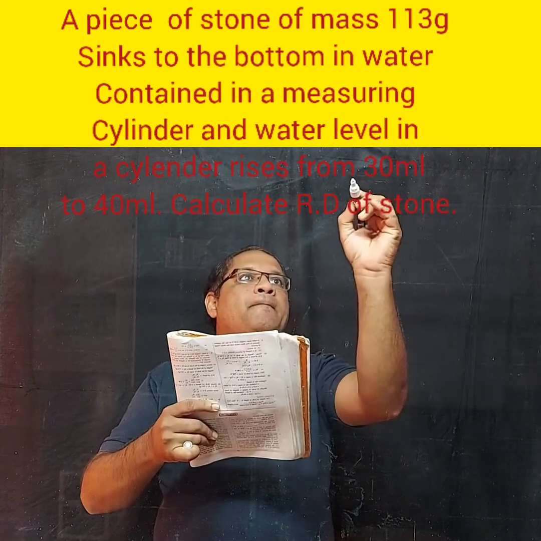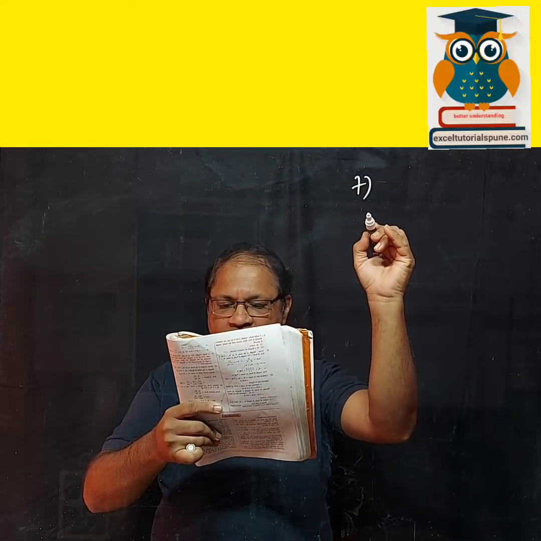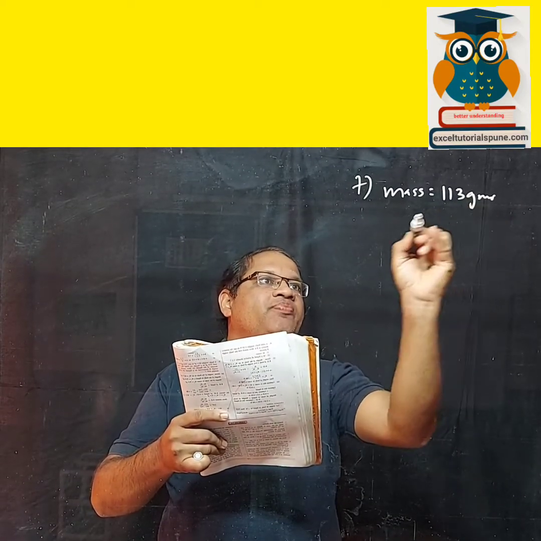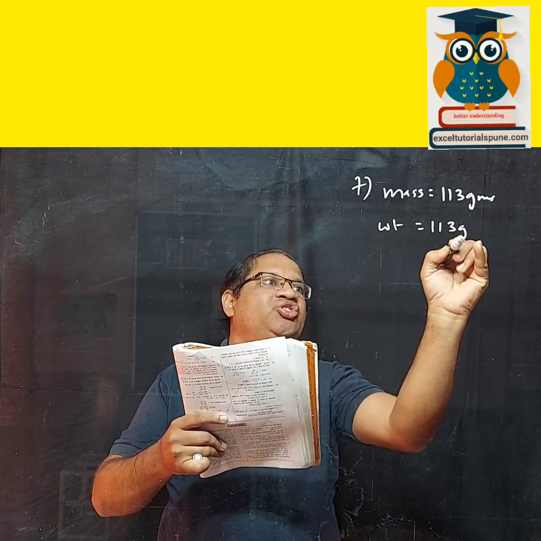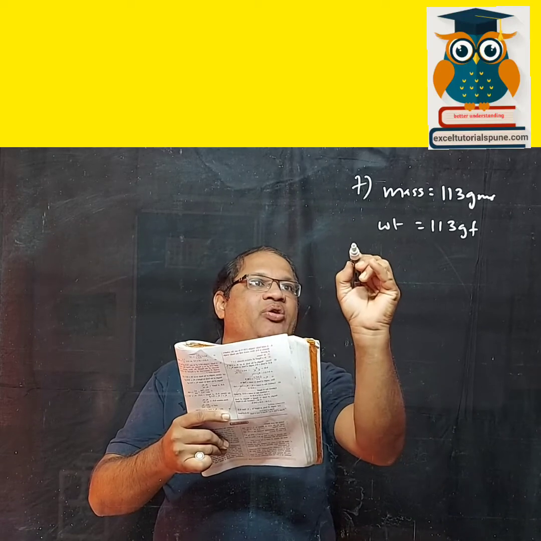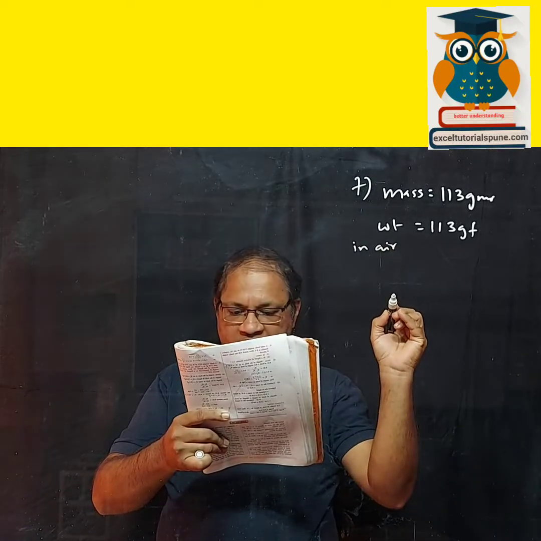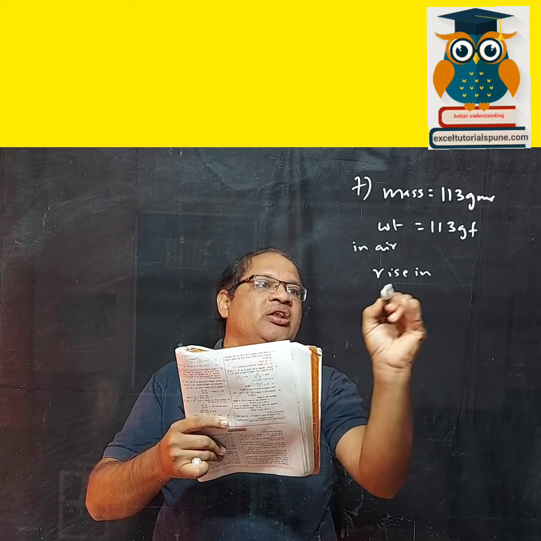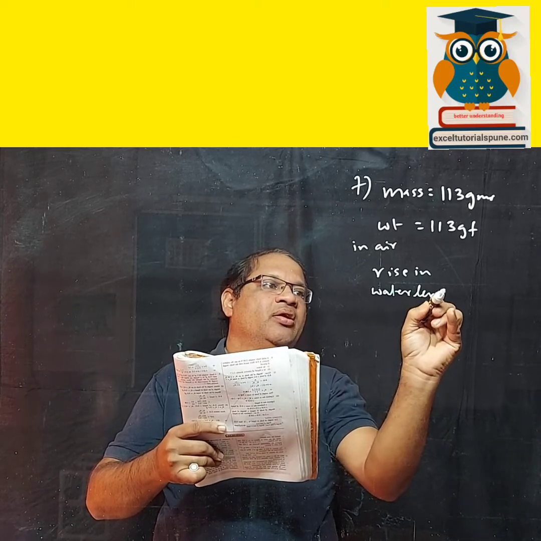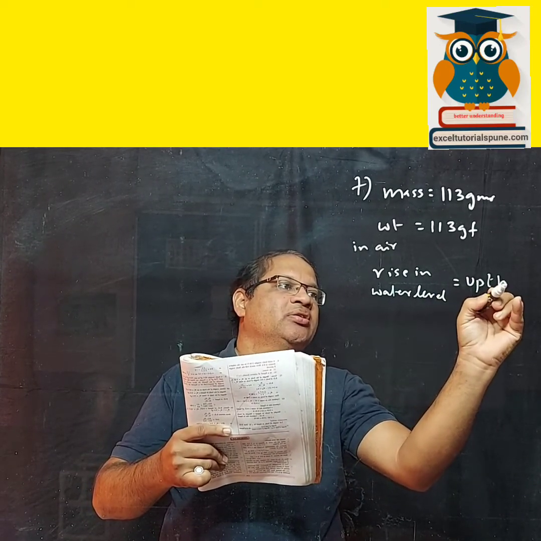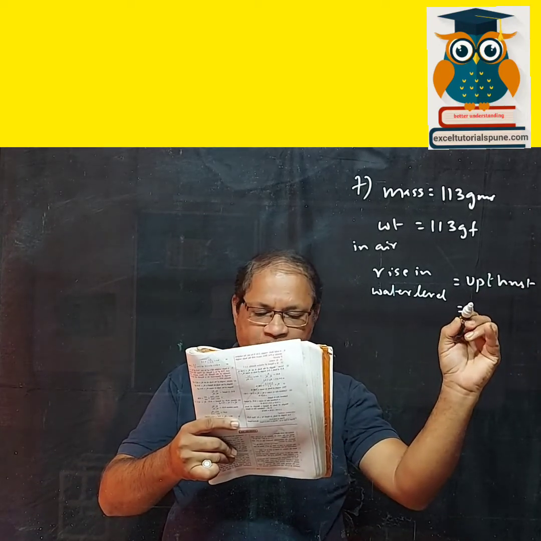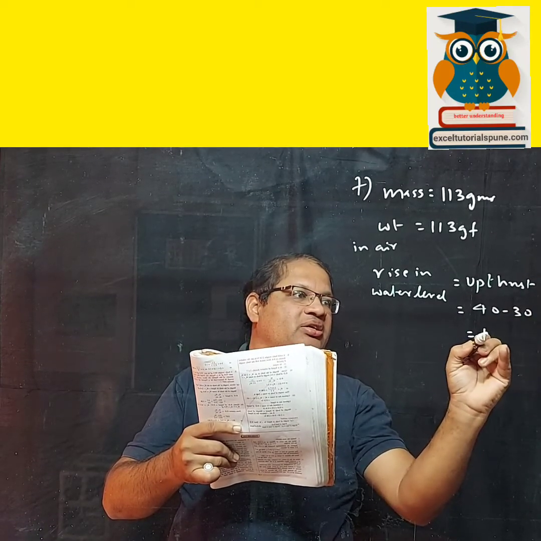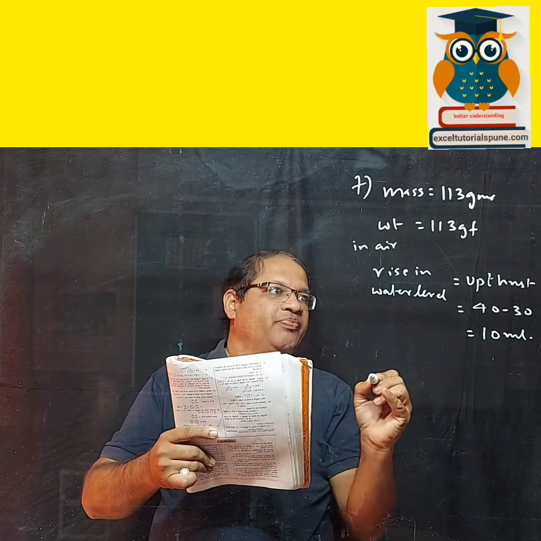So they have given mass as 113 grams. That means weight will be 113 gf. This is the weight in air. Then they have given rise in water level. Rise in water level, that is the upthrust. So how much is the upthrust? It is 40 minus 30, that is 10 ml.